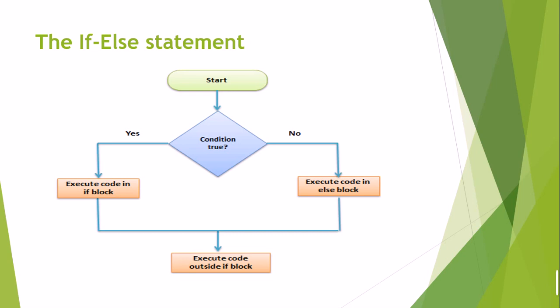The if else statement: first you start from the start, then there's a condition, true. If it's yes, execute the code in this if block, and then execute the code outside the if block. If it's no, execute the code in the else block, and then execute the code outside the if block. This is if else, or else if you can say.